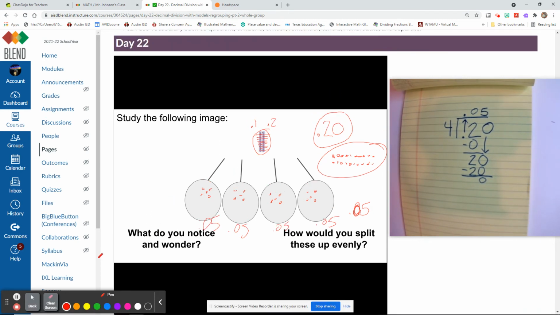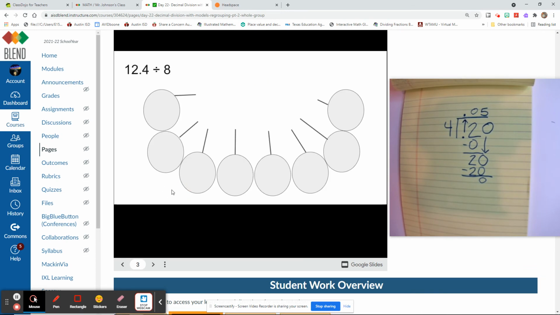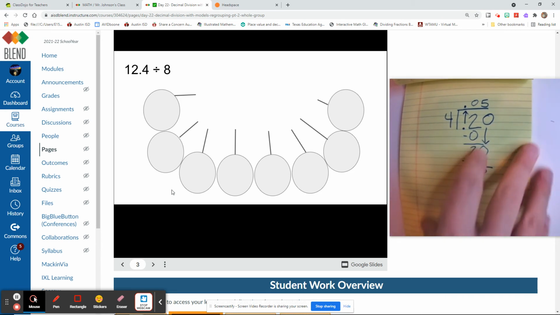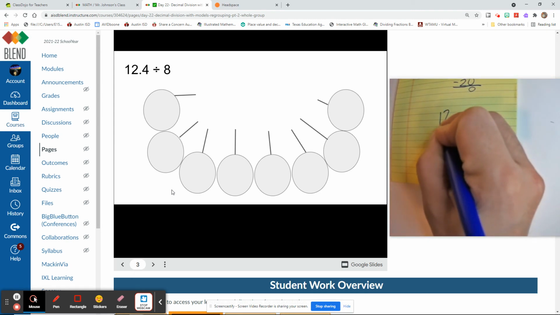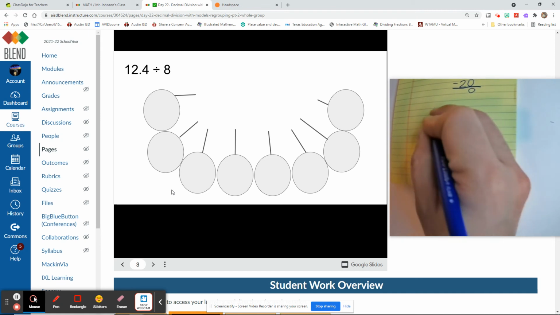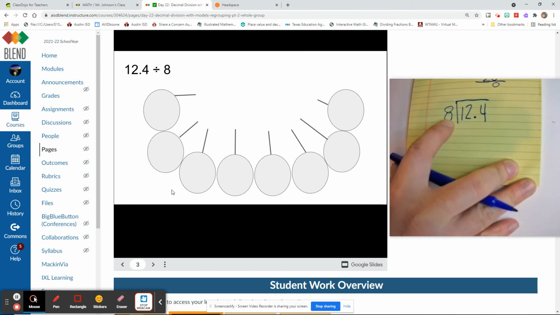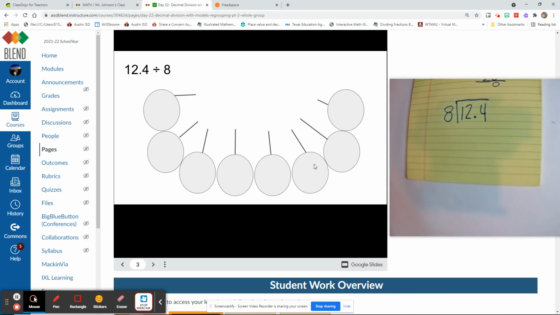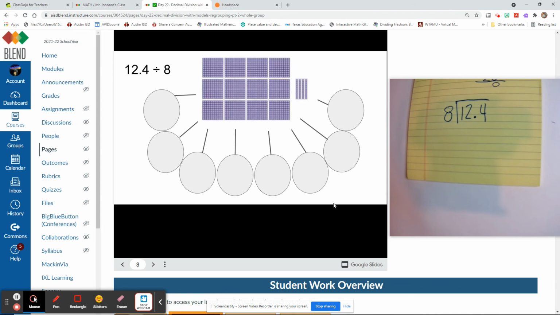All right, let's move on. Clear the screen. So this one looks like 12 and 4/10 divided into 8 groups. Of course, we could do the algorithm. 12 and 4/10 divided into 8 groups. So 12 and 4/10 is our dividend, and 8 is our divisor. If we did that with base 10 blocks, there is 12 wholes and 4/10.